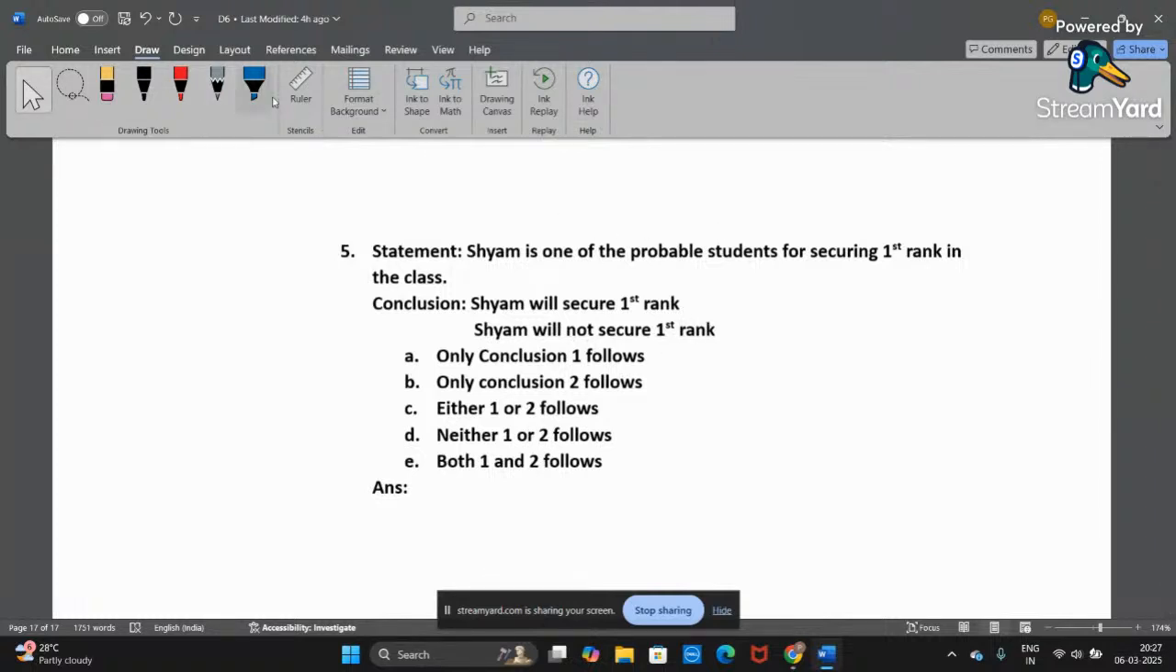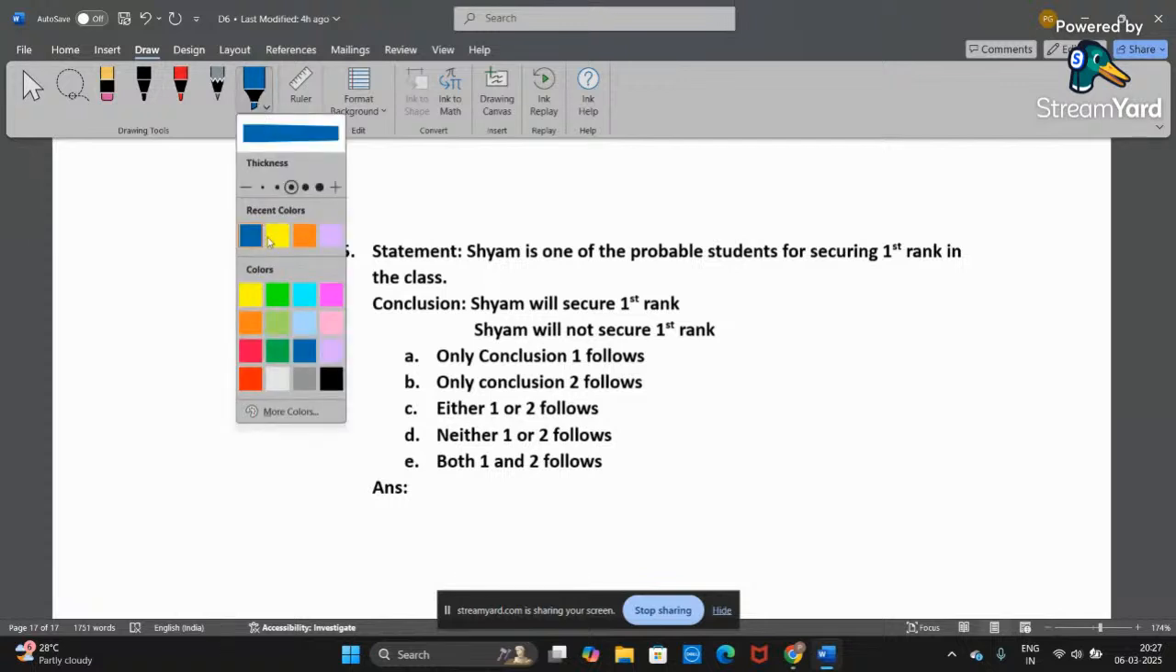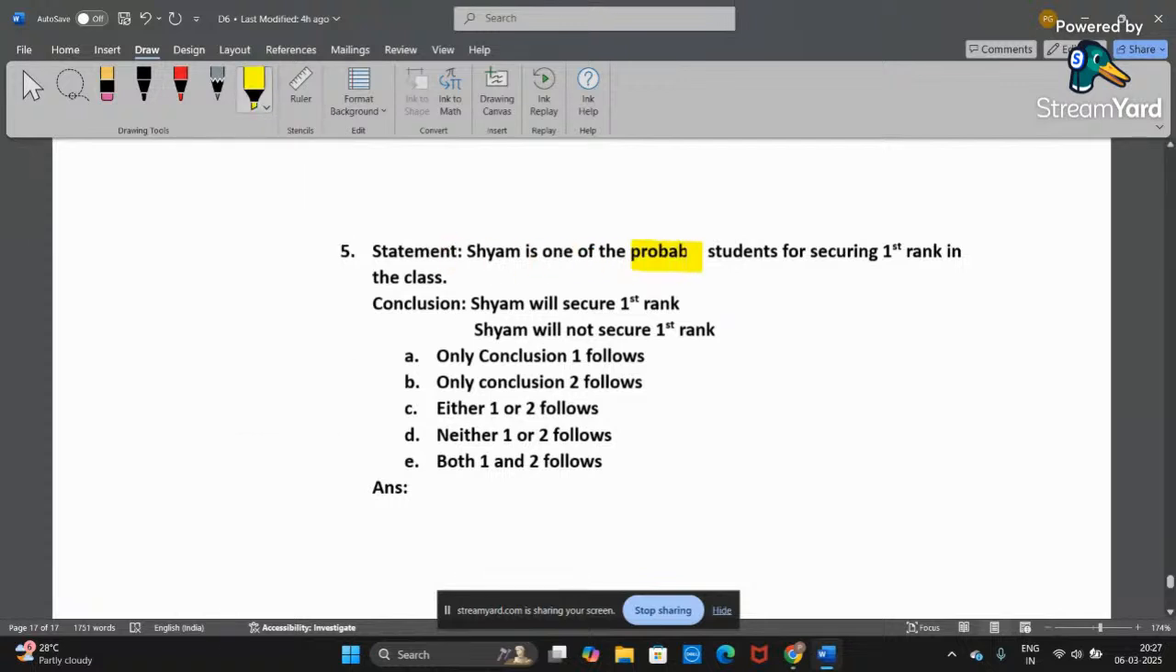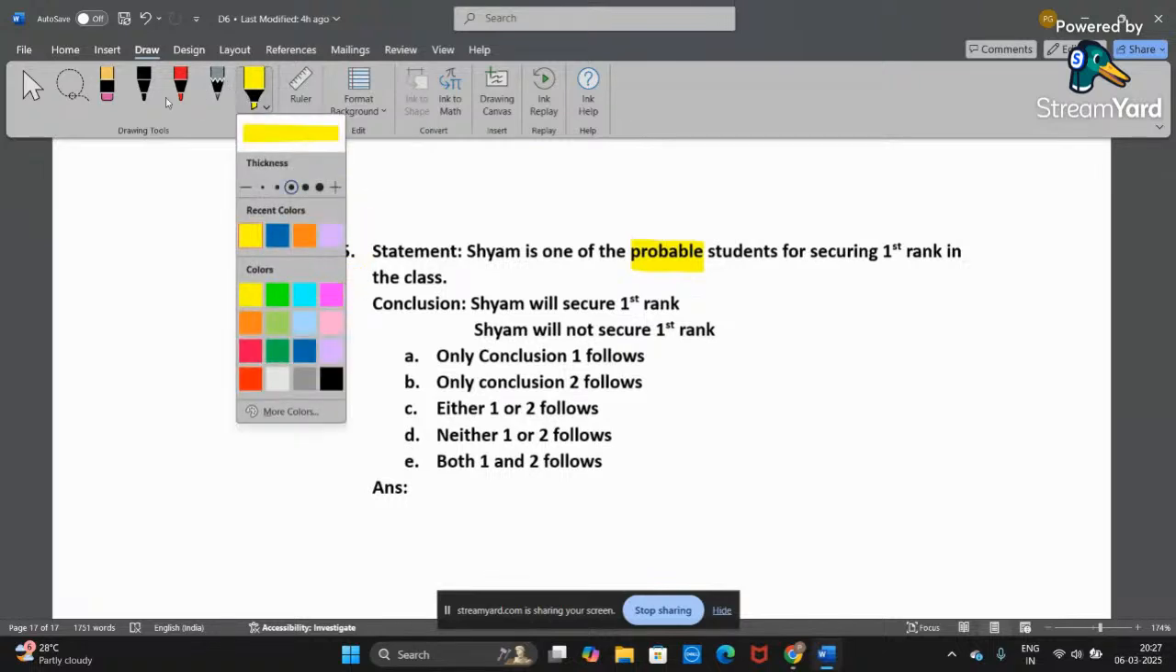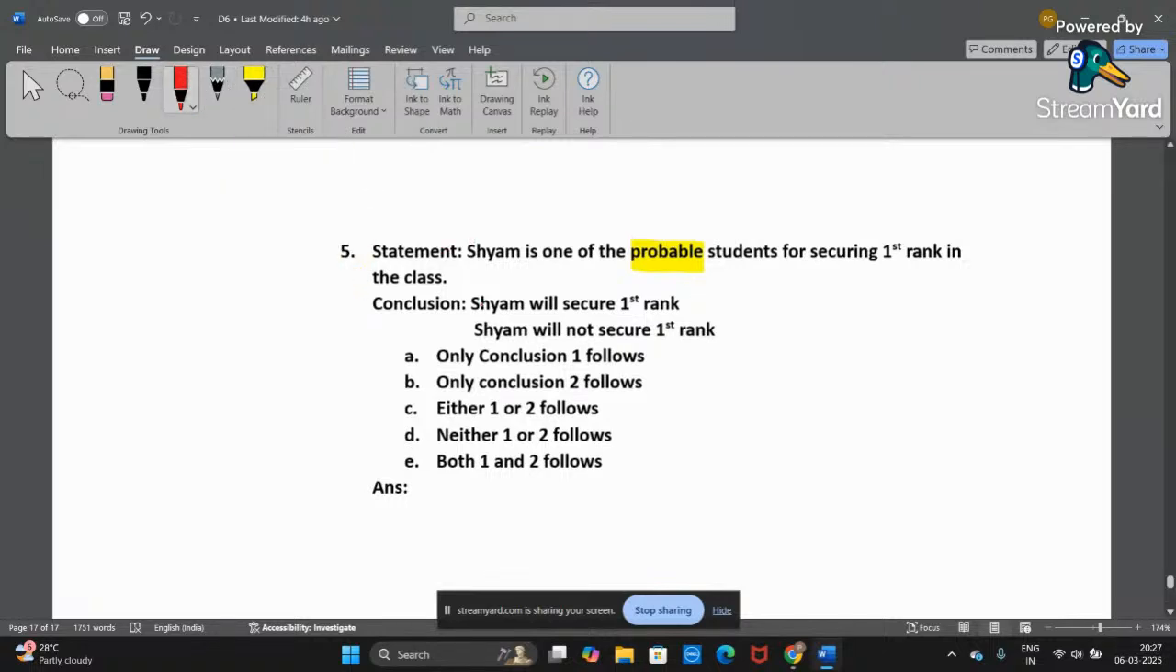Here the word probable is used. That means he may or may not be. He may secure first rank or not. These are the two conditions. These two conditions are also giving the conclusion for the statement. That means your answer is both 1 and 2 follow the conclusion. Yes. Any doubt till here?